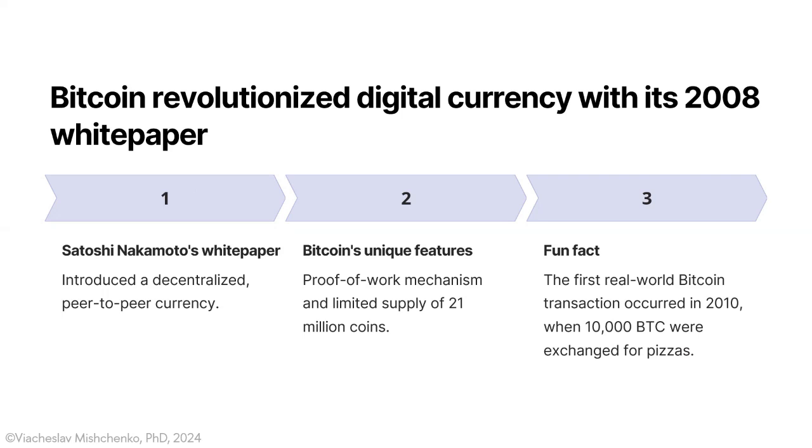Nakamoto's solution was brilliant in its simplicity, because a proof of work mechanism was combined with a fixed supply cap of 21 million coins, not more. And here is a fun fact that I love sharing with everybody. The first real-world Bitcoin transaction was for pizza. As you may know, yes, you heard it right.